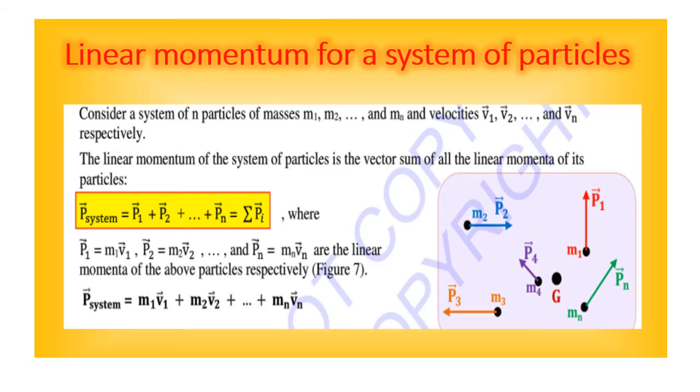equals summation Pi, where P1 equals m1 v1, P2 equals m2 v2, etc. So, P of a system equals m1 v1 plus m2 v2, etc. Look at the figure, please.